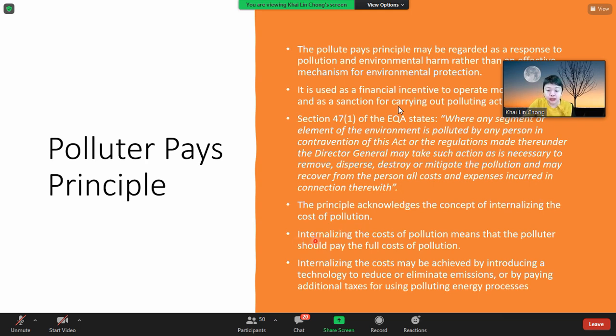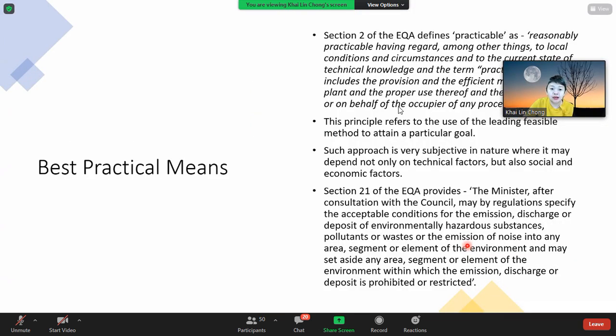See? Internalizing the cost of the pollutions means that the polluter should pay the full cost of the pollutions. But then, berapa orang saja sanggup untuk buat bayaran tersebut? Okay? Right. The best practical means, sections 2 of the EQA defines the practicals as a reasonable practicable having regards among other things. Okay, this principle is referred to the use of leading feasible method to attain a particular goal.